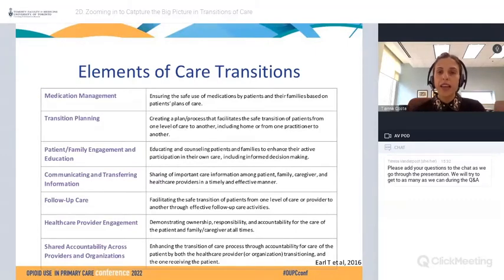Follow-up care, again, is hugely essential when we're looking at care transitions. We need to make sure that patients have this follow-up care within an adequate time frame to ensure that nothing gets missed along the way. Finally, we want to ensure that there is healthcare provider engagement and shared accountability across providers and organizations.